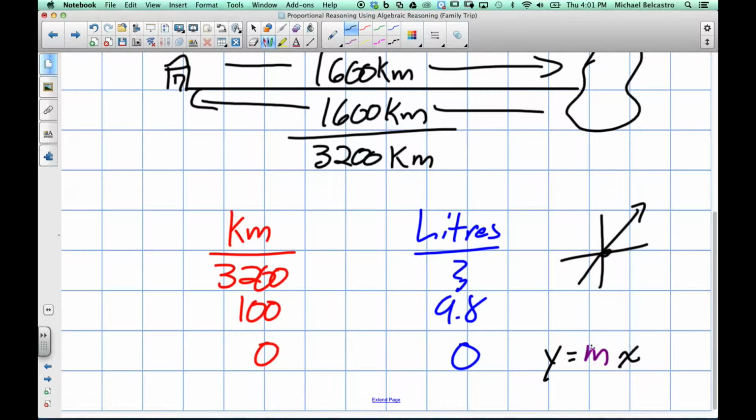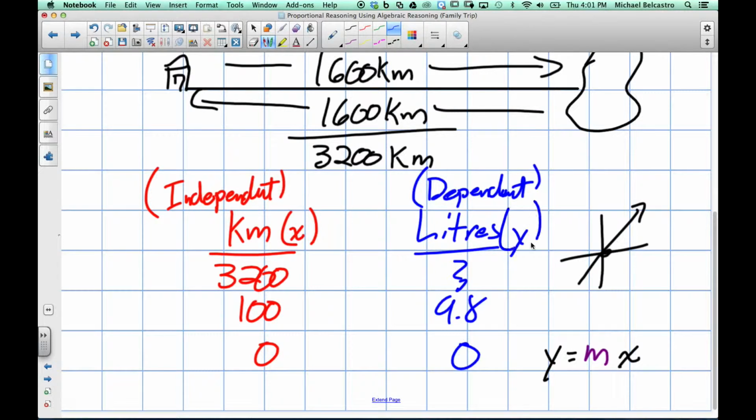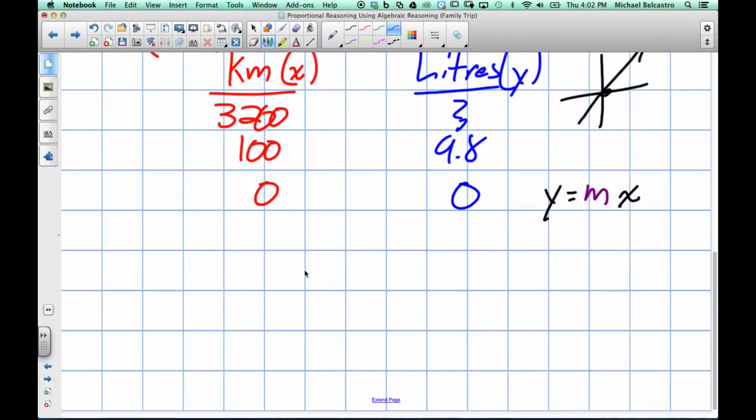So with that being said, we need to figure out what our x and y variables are going to be, and then what our m variable is going to be. Our kilometers is our independent variable, right? Depending on how far we drive, it tells us how many liters we use. So the independent variable is usually our x value. That makes our liters dependent on how far we drive, which means this is our y value. With that being said, we'll color code this. Our equation will read y equals m times x. We have to figure out our m.